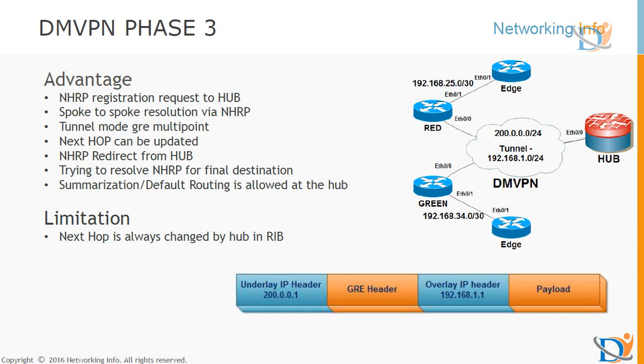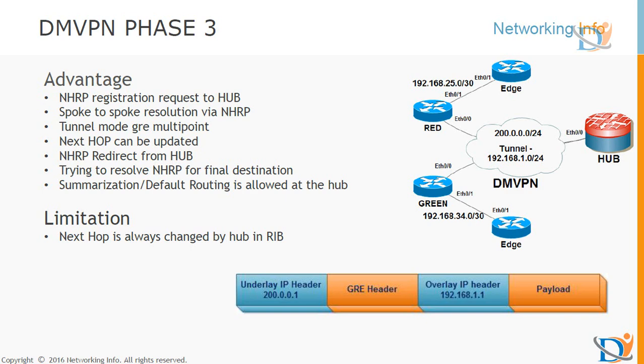DMVPN Phase 3 was introduced by Cisco, and this was designed because we had some disadvantages in Phase 2. So Cisco designed it to fix some disadvantages we found in Phase 2. Specifically, these issues include scalability and performance issues.